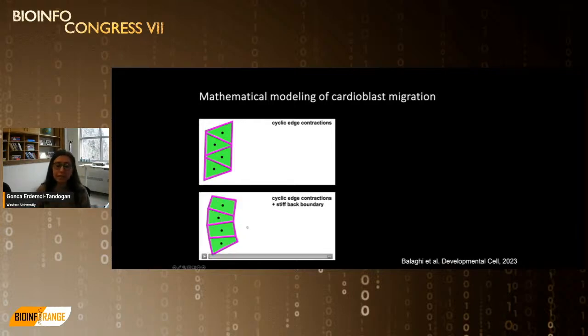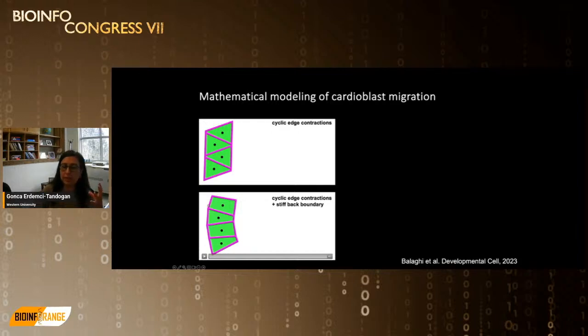Next, what we did in the model is that the front of the cells contract and expand back, and the back of the cells contract and expand back also. But what we know from the experimental data is that the contraction and expansion of the back of the cells is less.